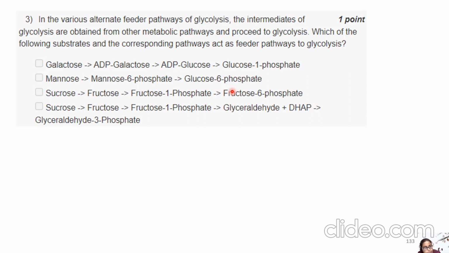In the various alternate feeder pathways of glycolysis, the intermediates of glycolysis are obtained from other metabolic pathways and proceed to glycolysis. Which of the following substrates and the corresponding pathways act as feeder pathways to glycolysis? These are the four options. Take two to three minutes and then we can start discussing this question.